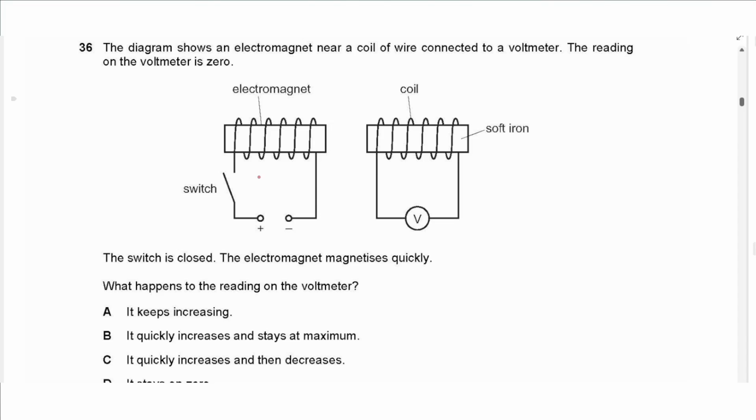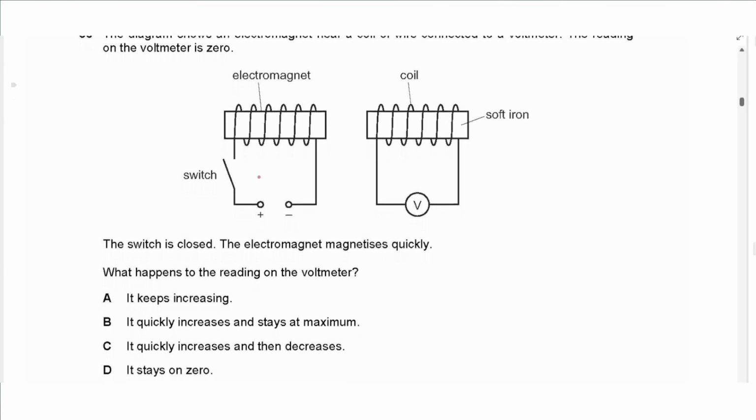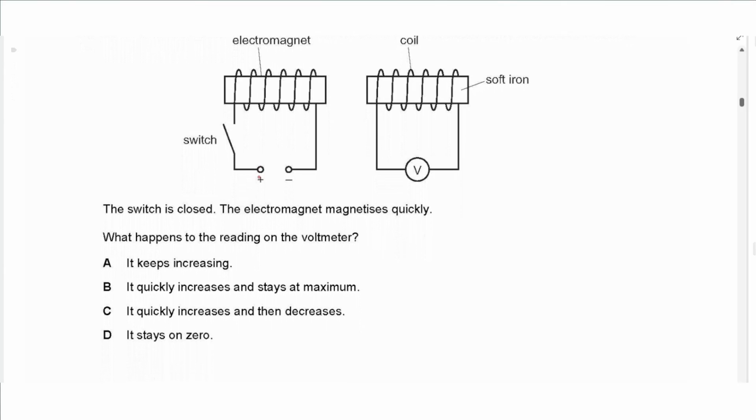Question 36 says a diagram shows an electromagnet near a coil of wire connected to a voltmeter. The reading on the voltmeter is 0. The switch is closed. The electromagnet magnetizes quickly. What happens to the reading on the voltmeter? So there was an instant change in magnetic field. So this causes an induced voltage, so the reading will increase.